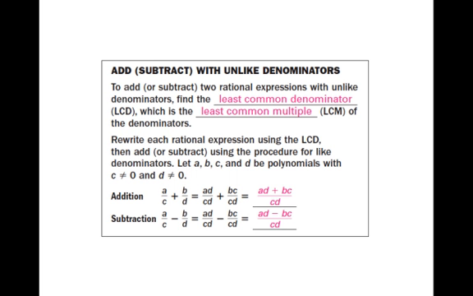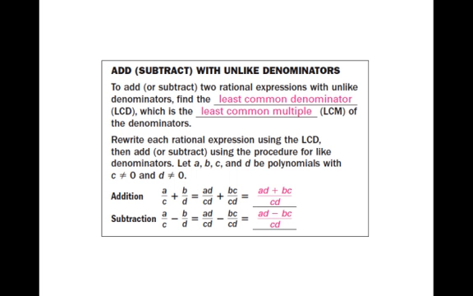Now, things become more interesting when you don't have the same denominator, just like when you're adding and subtracting numerical fractions. So when you have unlike denominators, what do you do? To add or subtract two rational expressions with unlike denominators, find the least common denominator, the LCD, which is the least common multiple of the denominators. Write each rational expression using the LCD, then add or subtract using the procedure for like denominators, because at that point you'll have like denominators.